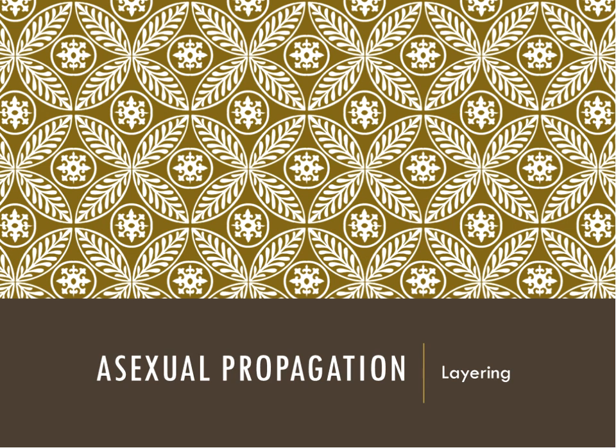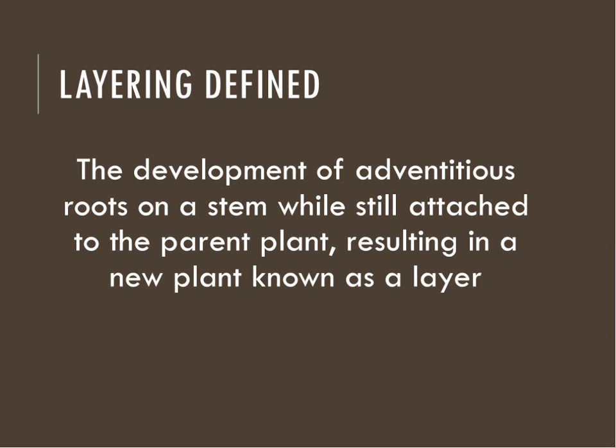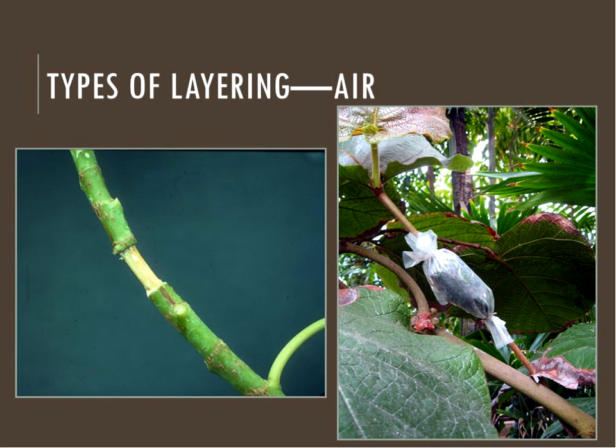So layering is a type of asexual propagation that's not commonly used commercially just because it's very labor intensive, but it's a great technique for homeowners, especially for plants that are difficult to propagate by cuttings. With layering, basically what you're doing is getting that cutting to root while it's still attached to the parent plant. And the benefit of this is while those new roots are forming, that plant is still getting all the water and all the energy from the parent plant. When you take a cutting, it no longer has access to those things because it's separated.